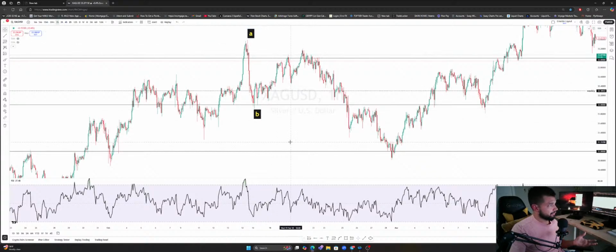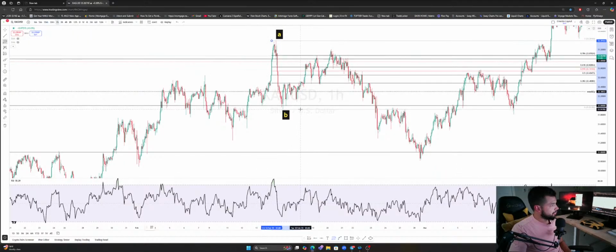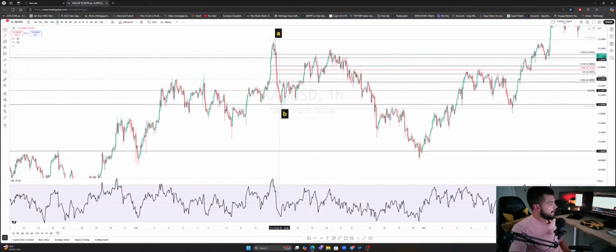For that, I could use the Fibonacci, right? So let's use the Fibonacci and see what it tells us. So Fibonacci retracement, since we're looking for a downtrend right now, we're gonna go from top to bottom. I'm gonna place it right here, point A, and I'm gonna place it to point B right here, right? Point A to point B.